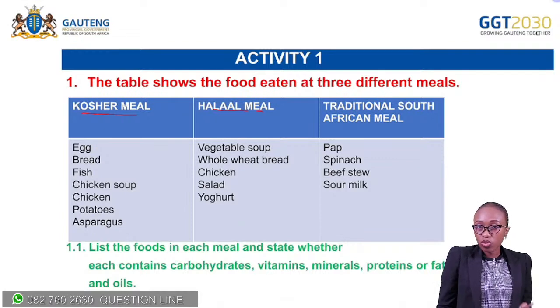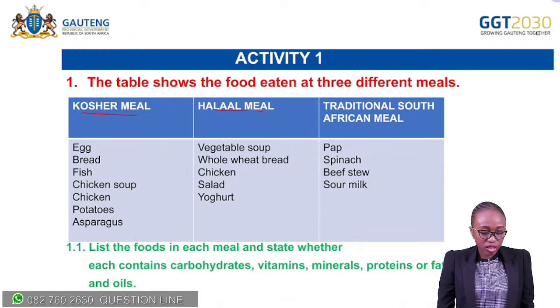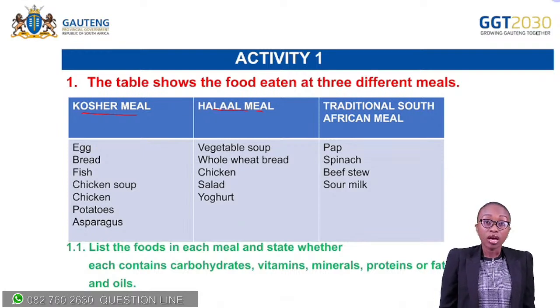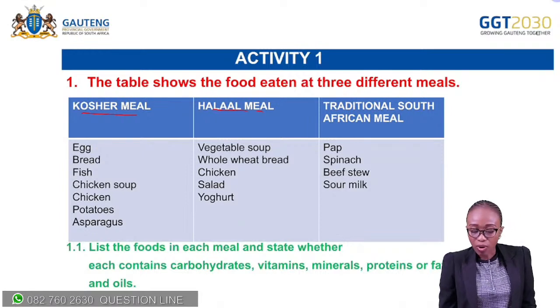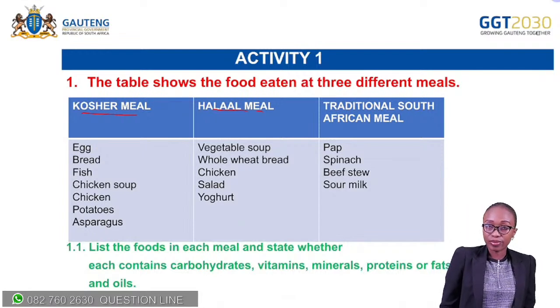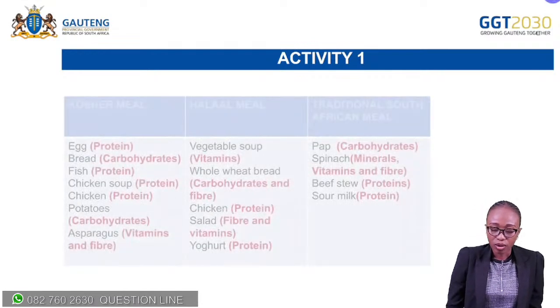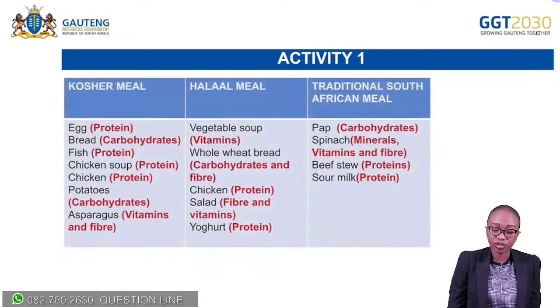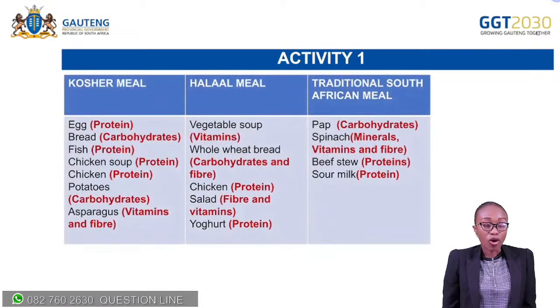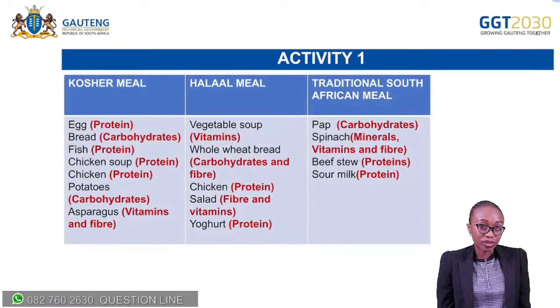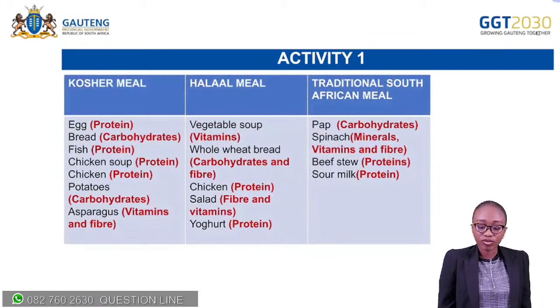So the question required us to list the foods in each meal and state whether each contains the following nutrients. These are the nutrients we're looking for. We are looking for carbohydrates, vitamins, minerals, fats and oils, proteins. Let's look at the solutions. Okay, so here is the solution. Note this down. I hope you grab a pen and a paper so that you note this down as well, in case you got any of them wrong.